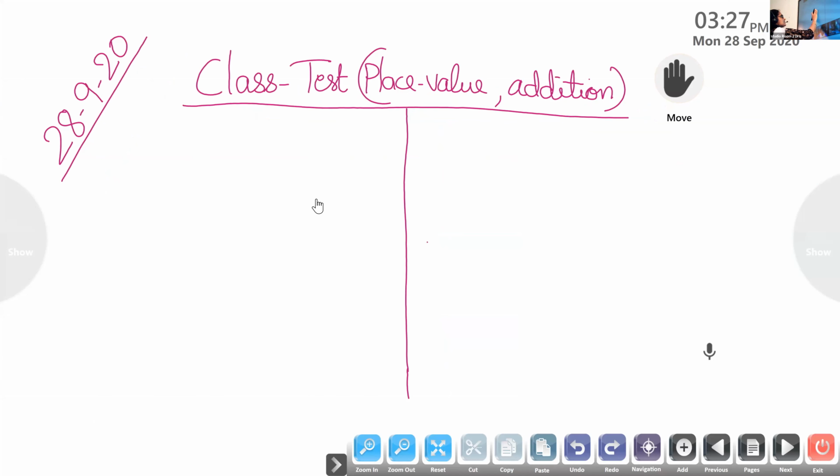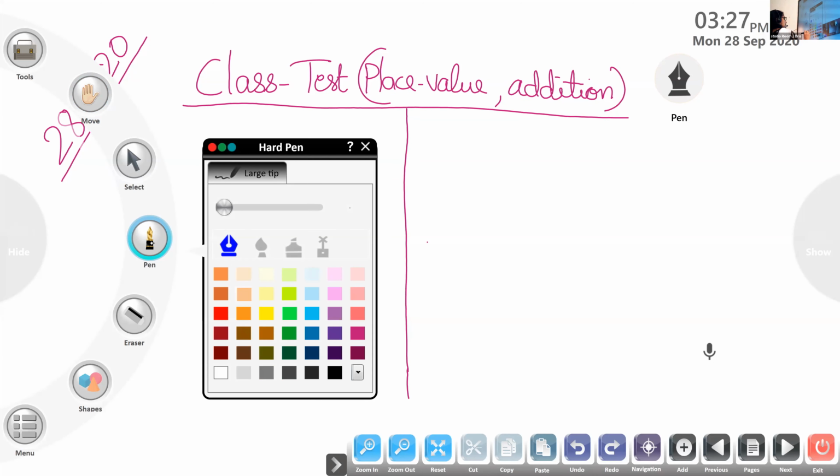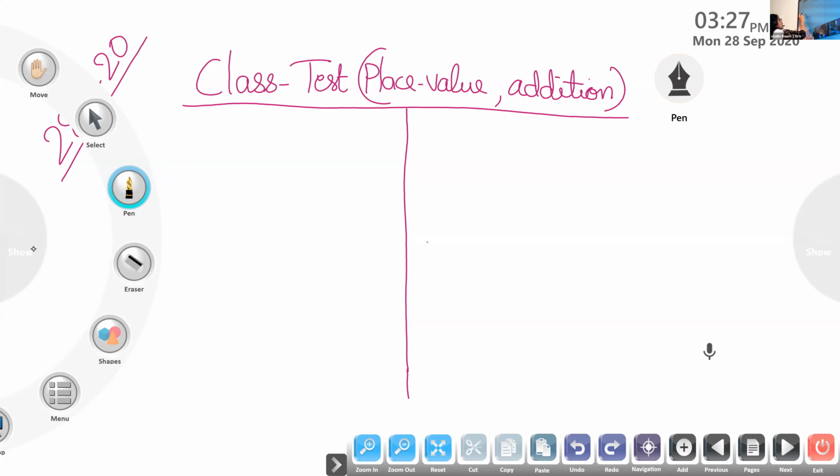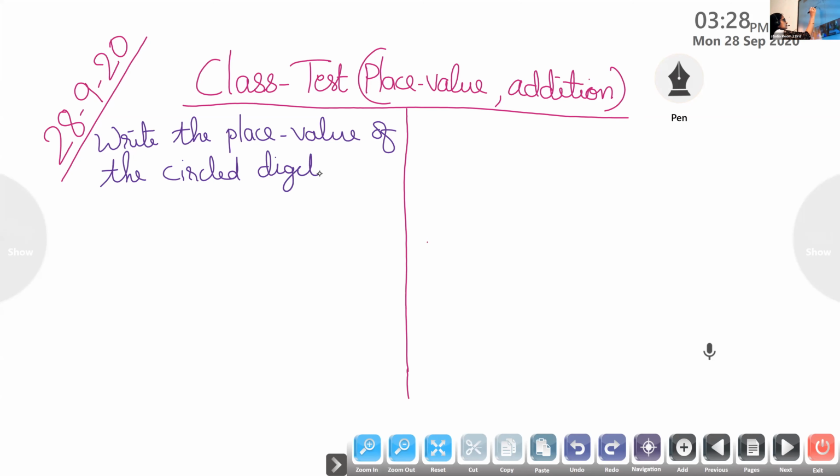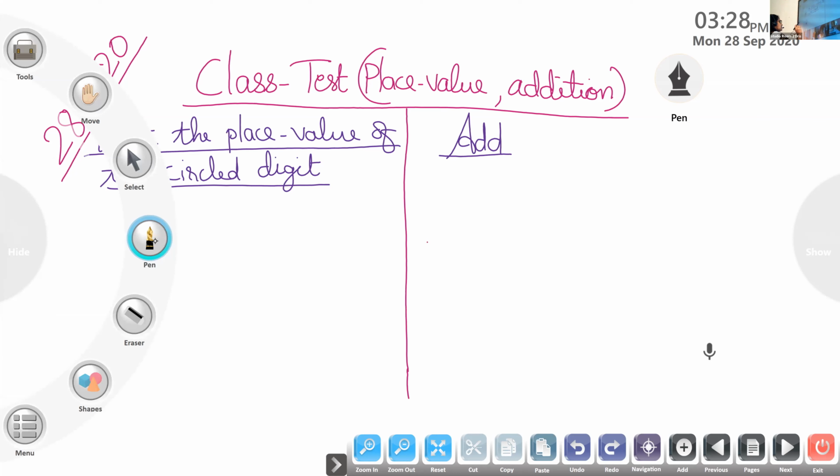Okay, so the heading is place value and addition. Now, here write the question: write the place value of the circled digit. Are you all writing, children, or simply sitting?